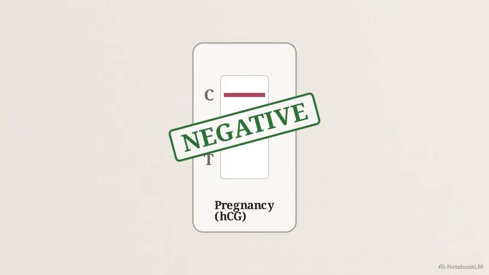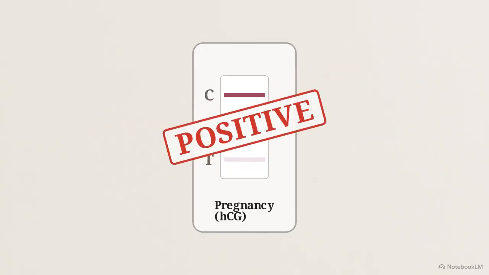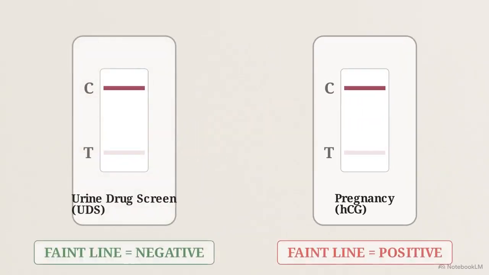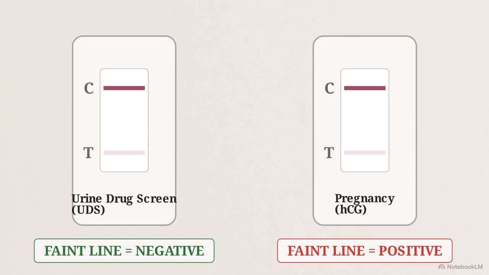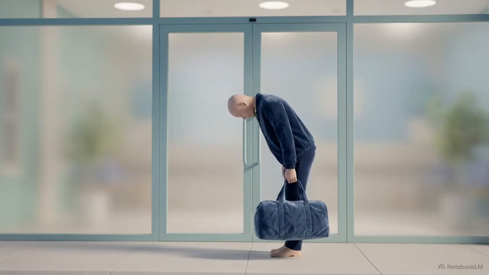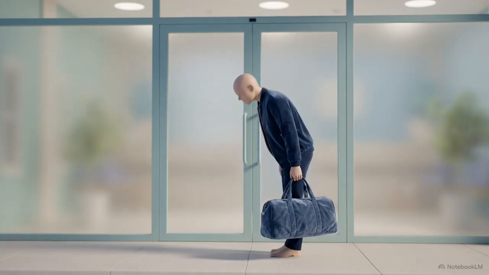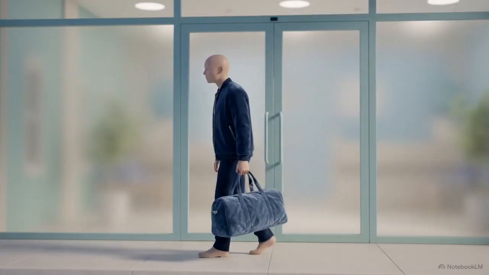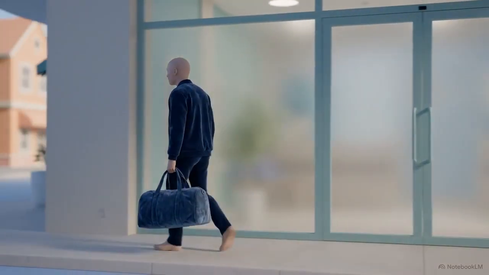Contrast that immediately with a pregnancy test. On an HCG cassette, any faint test line means the hormone was detected. A faint line here is a positive result. Mixing up these 2 rules alters a client's medical trajectory. You could clear a pregnant client for teratogenic medications, or incorrectly discharge a sober client for a relapse.